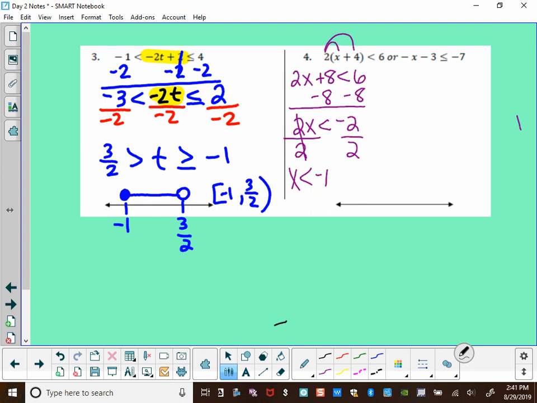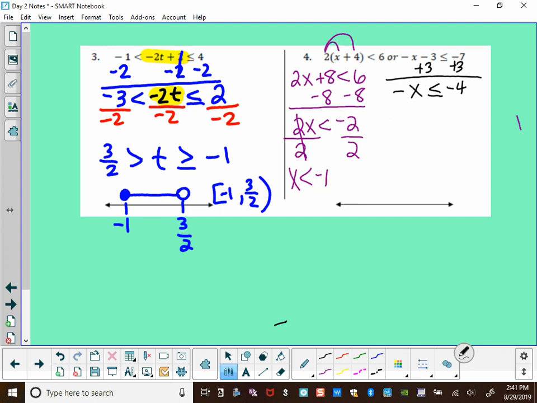Okay, how do I get x by itself? What needs to go first? The negative 3, right? Let's add 3 to both sides. And we're left with negative x less than or equal to negative 4. So negative 7 plus 3 gives me negative 4.